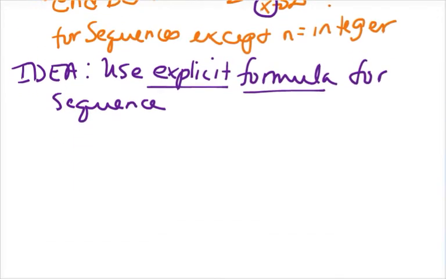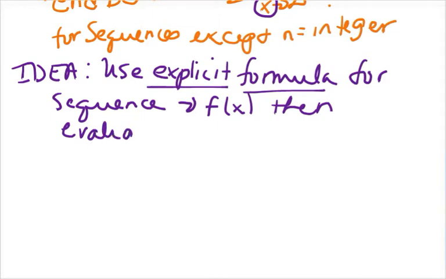So we're going to let that explicit formula equal f of x. Then we're going to evaluate the limit at infinity. And because all the terms of the sequence are integers, they're going to lie on the graph of f of x as well as the real point.